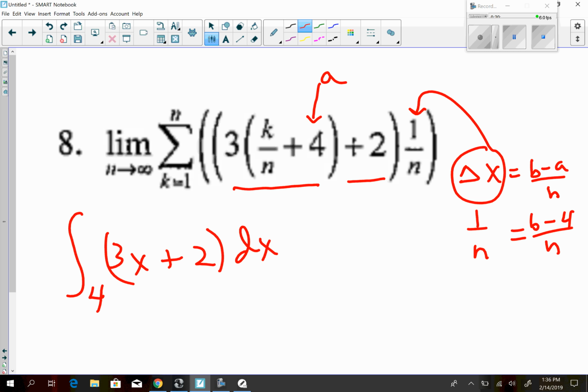A is 4. Since these denominators are equal, they're both n's, the numerators must be equal. B minus 4 must equal 1. So I'm going to add 4 to both sides. So I believe this is the answer to exercise 8.